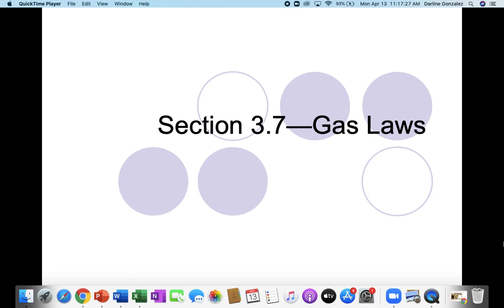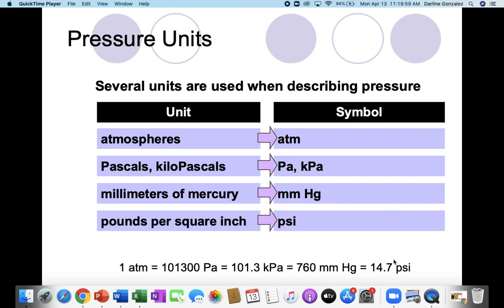This is section 3.7, gas laws. We will be covering all 5 gas laws in this section. Make sure you stay in pace, and anytime you do not understand anything, make sure you pause. This is a long section, so be prepared for that. Here are the units that we use in this section.